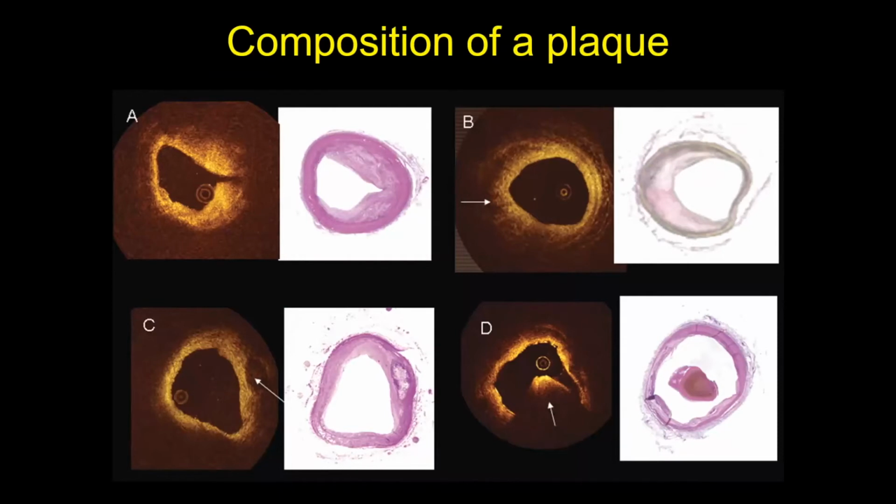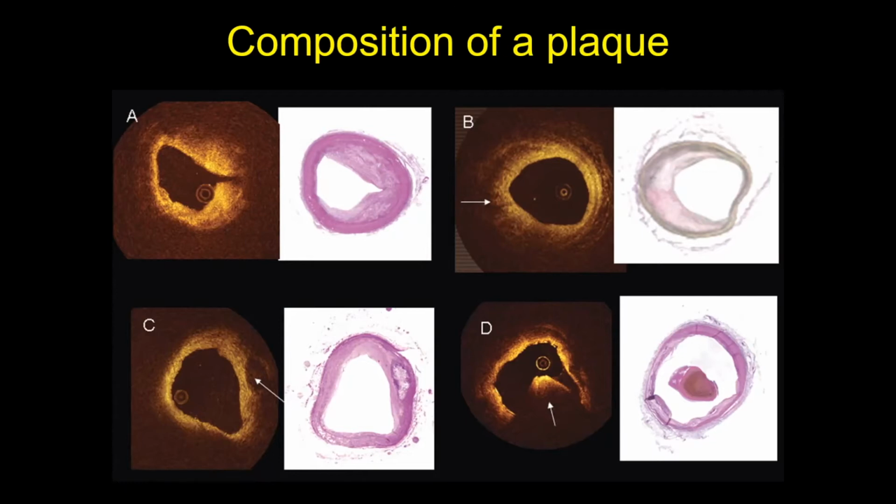So the first one, you can see that the plaque here is bright. It's relatively homogeneous, although as I said, there is nothing like a pure fibrous plaque. This is predominantly fibrous plaque, but there are fibrofatty areas in it, and you are able to see to some extent the vessel beyond it. On the other hand, in panel B, you can see that the area is appearing dark.